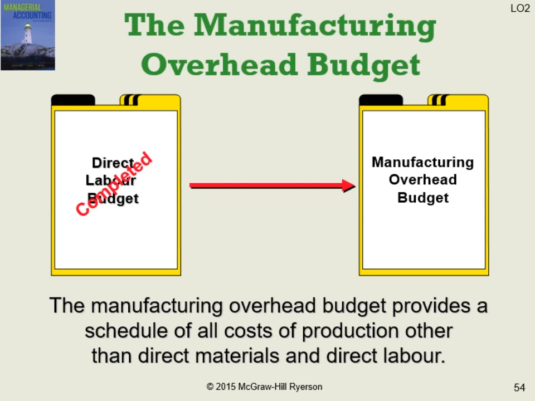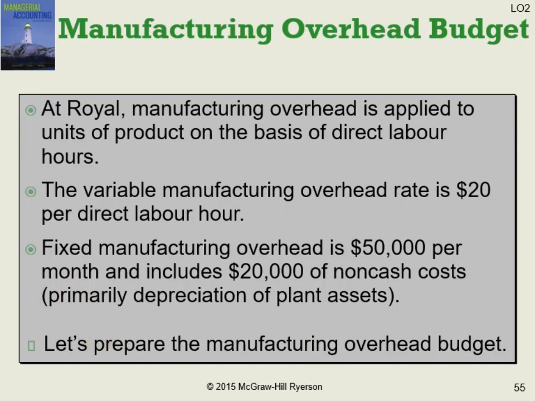So for our manufacturing overhead budget, we have some data. At the company we're looking at, Royal, the overhead is applied to units of product on the basis of direct labor hours. So each direct labor hour gets charged $20, and the fixed manufacturing overhead is $50,000 per month. It includes $20,000 of non-cash costs, primarily depreciation. The reason they're telling us that is because those are not actually expended in cash, so they don't require cash budgeting. The purchase of the assets in the past was when we spent the cash.